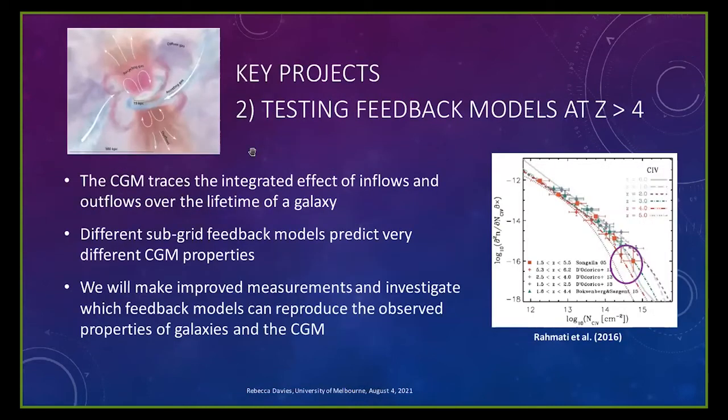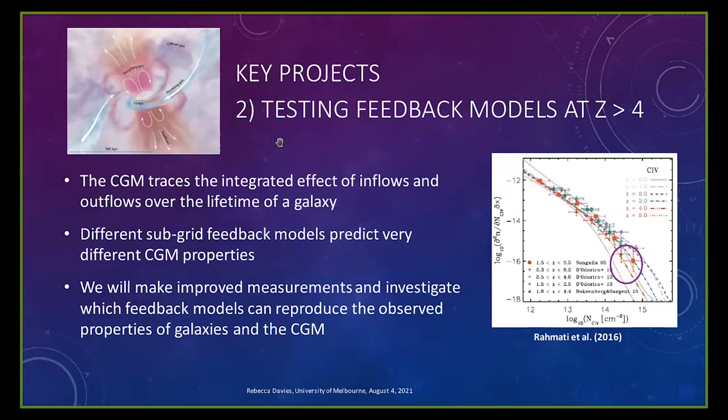Of course, there are many other interesting projects we can do with this unique data set. Absorption line measurements provide important constraints on feedback models because the CGM traces the integrated effect of inflows and outflows over the lifetime of the galaxy. Many different types of feedback models can reproduce the average properties of the galaxy population, but they all give very different predictions for the properties of the CGM.